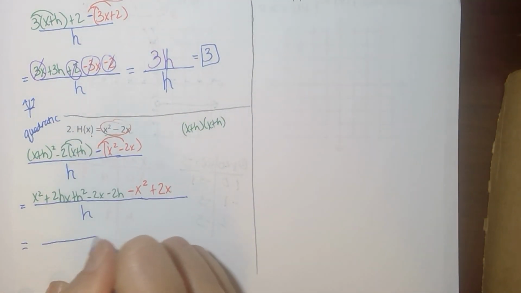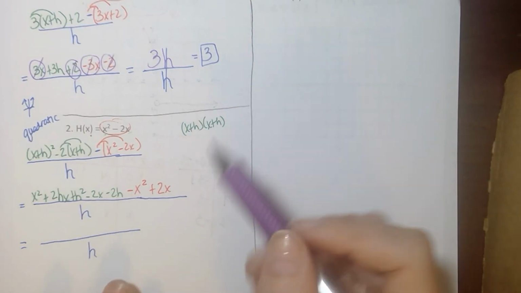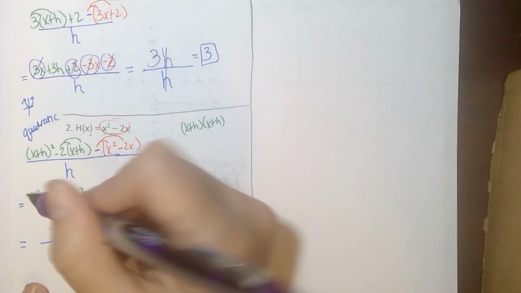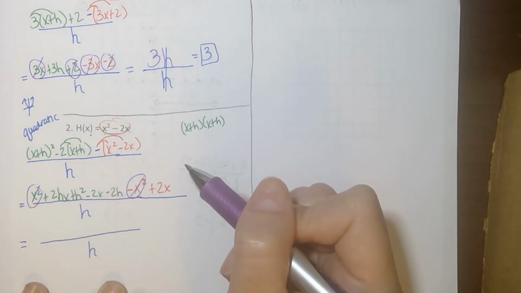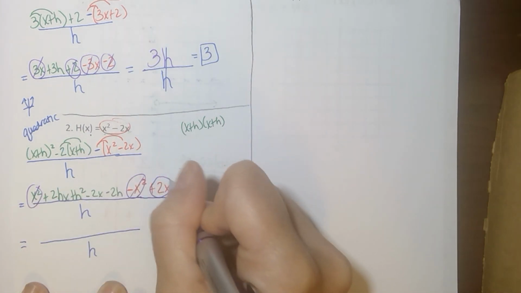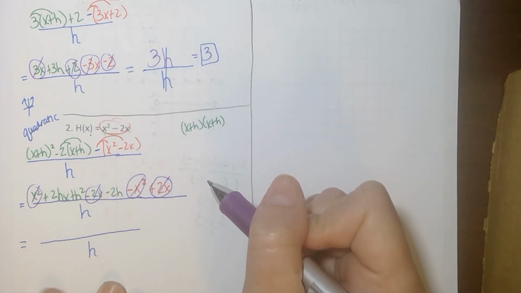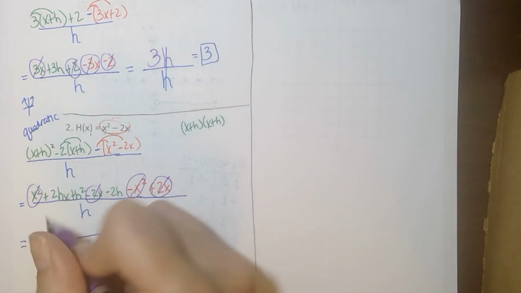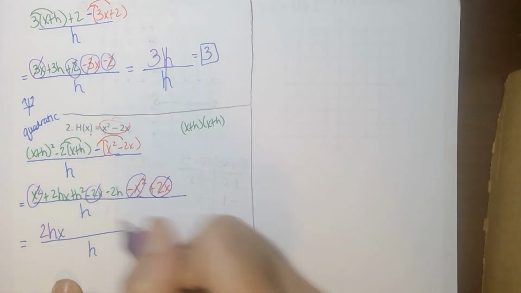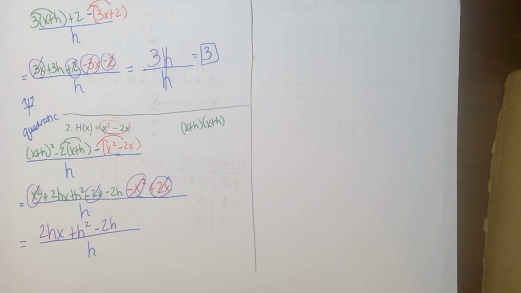Next step, I'm going to combine like terms in my numerator. I'm always going to find pairs of opposites. Positive x squared and negative x squared add to 0. Positive 2x and negative 2x add to 0. That's it. So what I'm left with then is 2hx plus h squared minus 2h all over h.